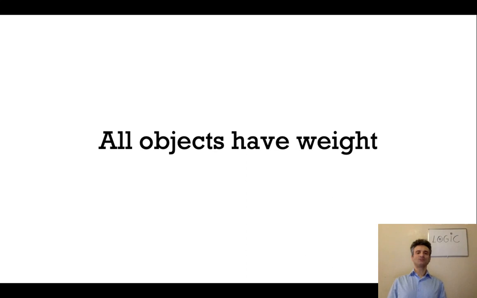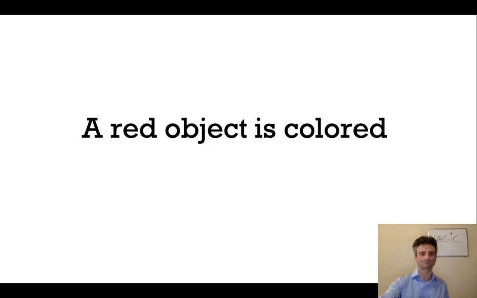What about this? All objects have weight. Well, by definition, an object does not have weight. An object is something that occupies space, but if it has weight, we have to talk about gravity. Okay? So you don't define objects as things that have weight. Consequently, this is a synthetic proposition. What about a red object is colored? Obviously, by definition, if an object is red, it is colored. It has a color. Okay, so this is an analytic statement.